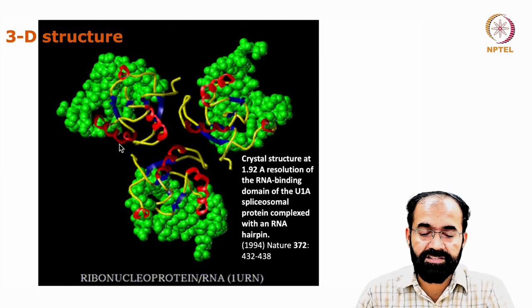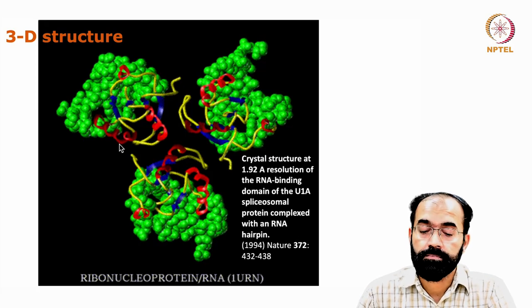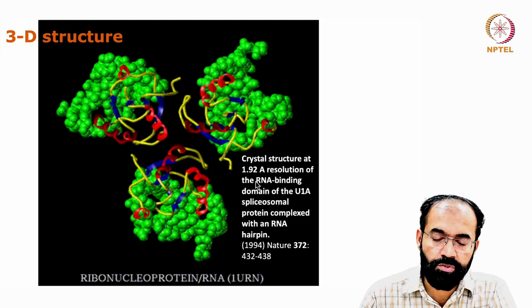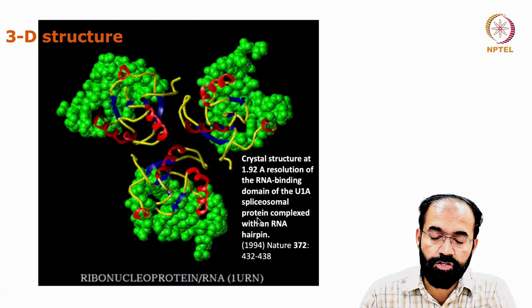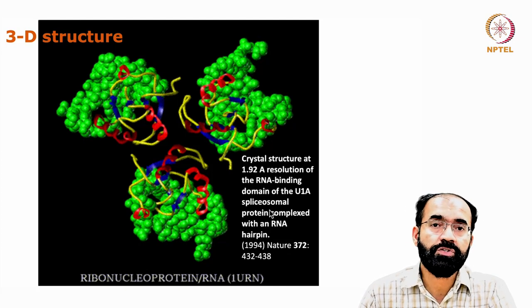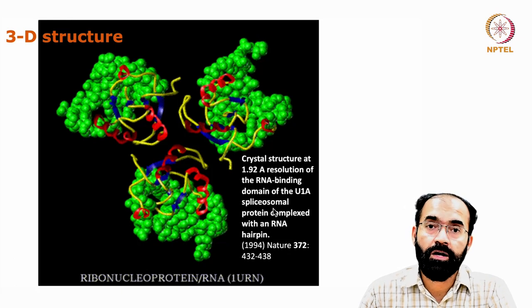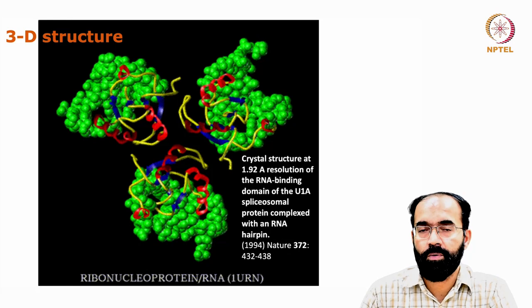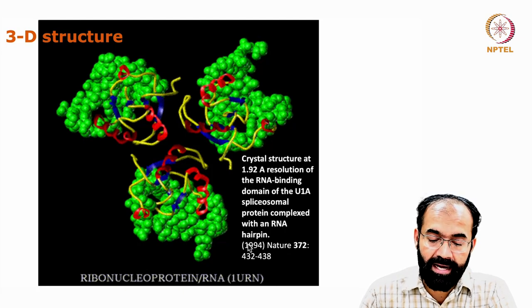This is a 3D structure of an RNP, a crystal structure up to 1.92 angstrom resolution of the RNA binding domain of a U1A spliceosomal protein. What is a spliceosome? The RNA-protein complex that allows the removal of the intron. Different types of spliceosomal complexes are there. This is the structure of a U1A spliceosomal protein complexed with an RNA hairpin.